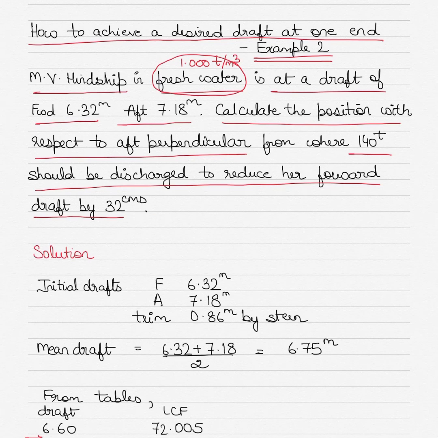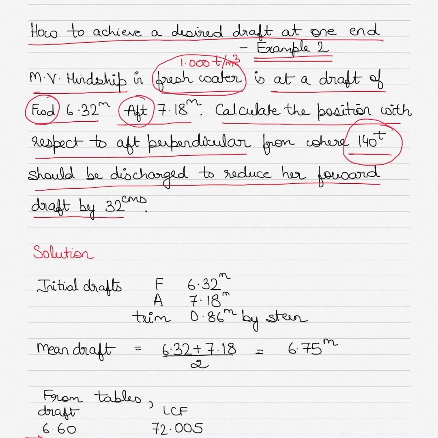Now the hydrostatic particulars, as I'll show you later, are given for a density of seawater, that is 1.025. So that's why you will have to make certain conversions for the density given to you in the question. So this is the first thing you have to note. Of course, you note down the forward and aft drafts. That goes without saying. The other thing you have to notice is the amount of weight you have to discharge, that is 140 tons.